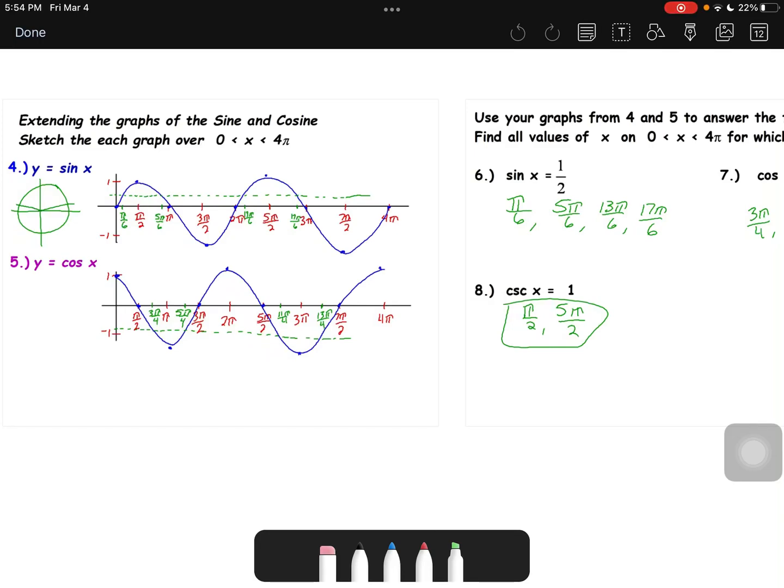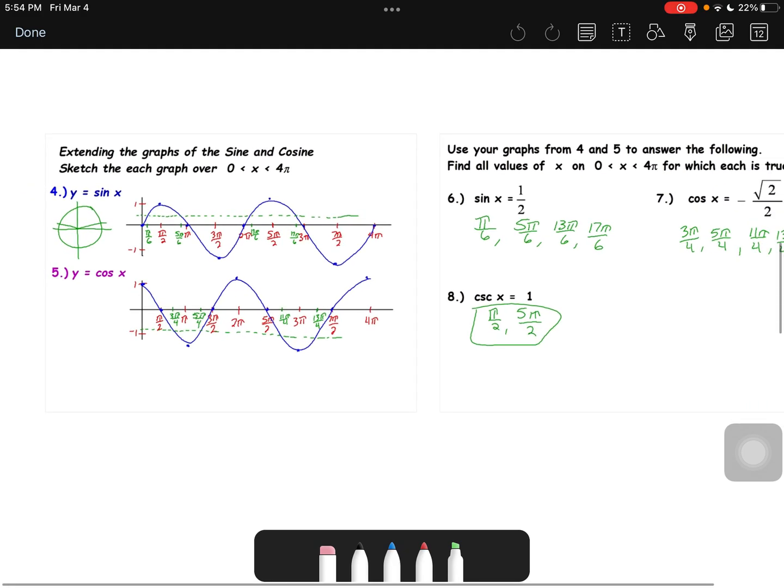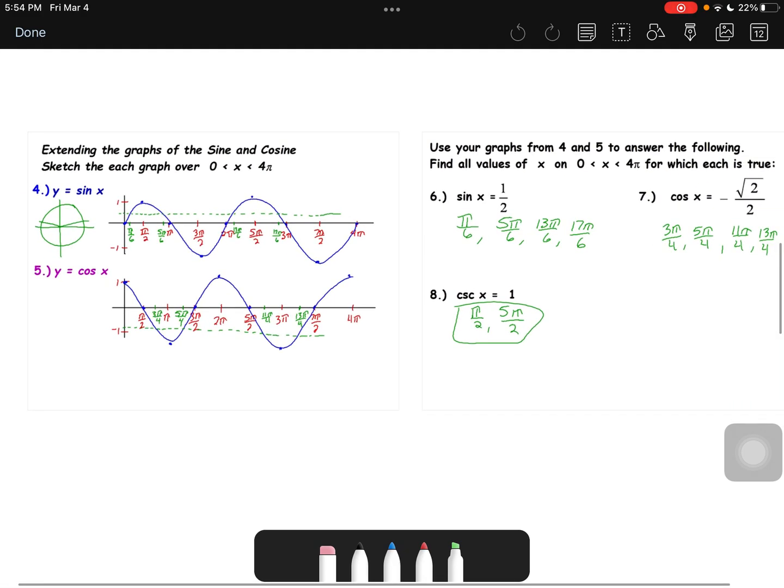Hey Trig class, these are the notes for section 4.1 that we started in class on Friday, and now I'm just going to do the last couple of examples that I didn't get through in class. Where we left off, I believe, was we had graphed, on the previous slide, the sine wave from 0 to 4 pi, and also the cosine wave from 0 to 4 pi.